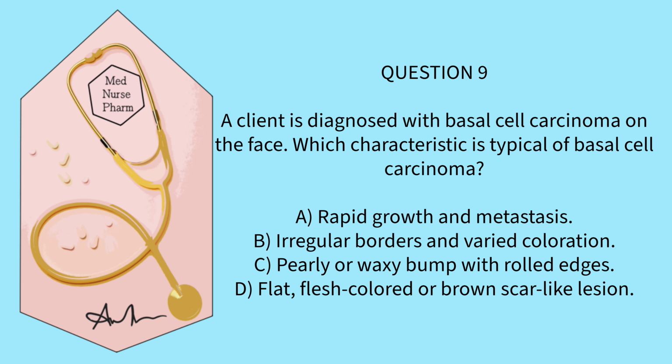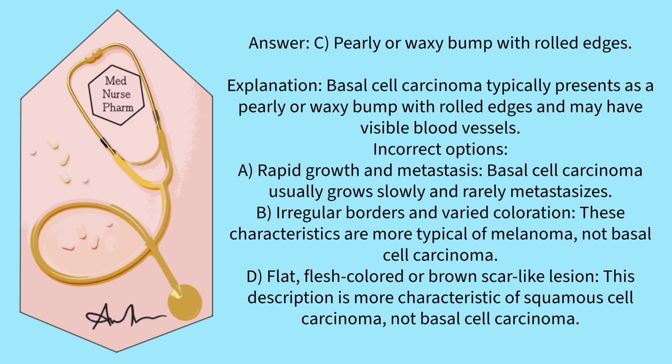Question 9. A client is diagnosed with basal cell carcinoma on the face. Which characteristic is typical of basal cell carcinoma? Rapid growth and metastasis, irregular borders and varied coloration, pearly or waxy bump with rolled edges, flat, flesh-colored or brown scar-like lesion. Pause the video and select your answer. If you chose option C, you are correct. Pearly or waxy bump with rolled edges. Basal cell carcinoma typically presents as a pearly or waxy bump with rolled edges and may have visible blood vessels.